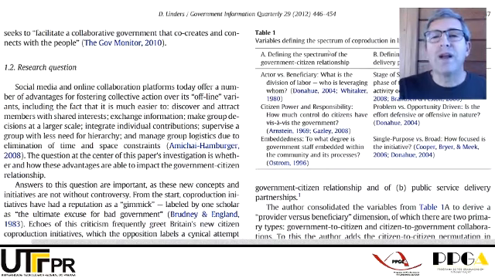Okay, variables defining the spectrum of co-production in literature. And notice that here he's not talking about co-production in e-government. He's talking about co-production in general. So there is always a discussion of who are the actors and who are the beneficiaries.